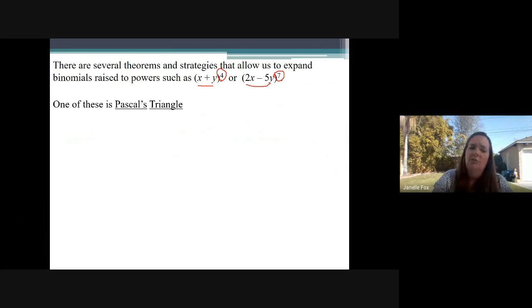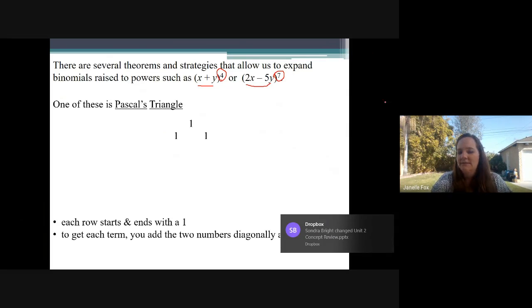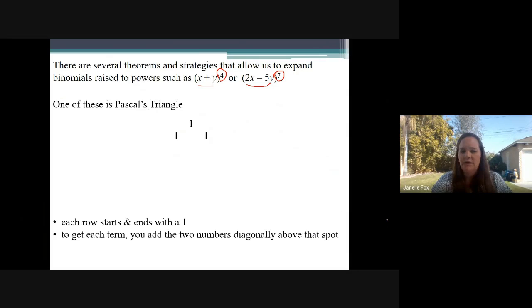One of the ways is called Pascal's triangle, and I'm pretty sure you've been exposed to it before. It's already on your paper, but it starts with a 1, and then goes a little bit diagonal and has a 1 and a 1. Then each row starts and ends with a 1. To get each term, you're going to be adding. You'll be writing this stuff in your notes.